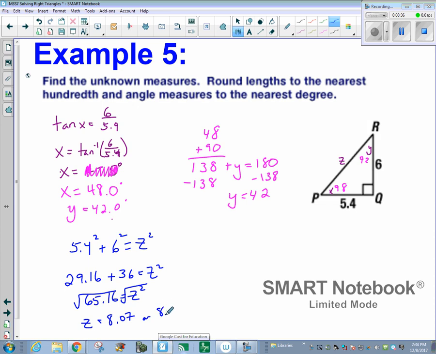All right, and that is solving a right triangle. It's finding all the missing pieces that we didn't have before. We had 48 degrees, 42 degrees, and 8.1.